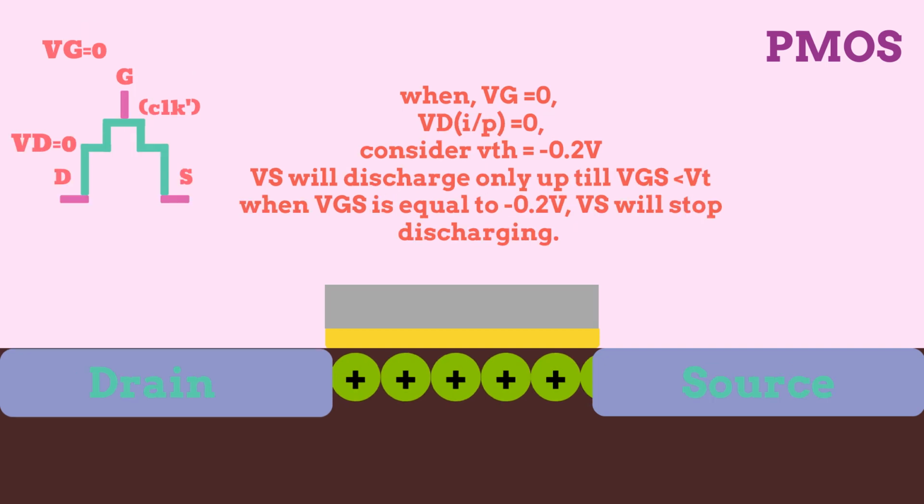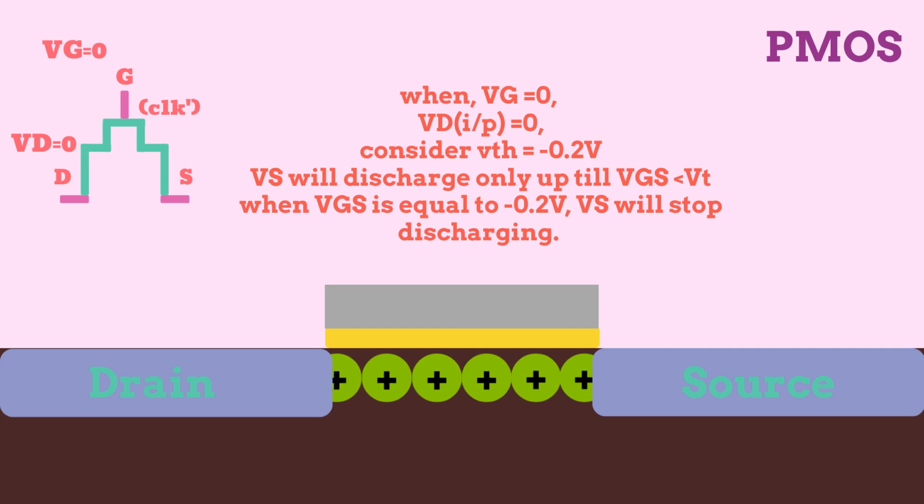When logic 0 is given as input to PMOS, Vs, which is now the output terminal, will discharge only as long as VGS is less than the threshold voltage. When VGS is equal to minus 0.2 volt, in this case, Vs will stop discharging. This is why PMOS is not good at passing 0 since Vs is not completely discharged to 0.